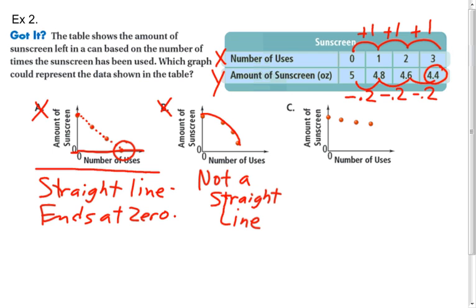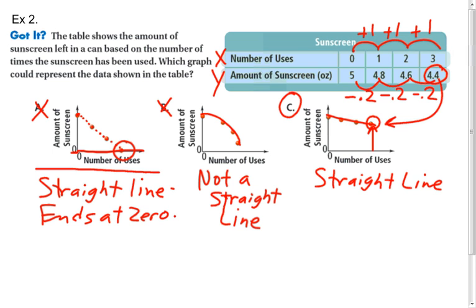We've got a straight line. And my last value is up here. It's not down at 0, but it's up a ways. Now, it doesn't give us any numbers, so we don't know if that's exactly at 4.4, but we know that it's not at 0, so that one makes the most sense. So this would be our answer. It is a straight line, and it doesn't end at 0. That's how we know that that one works.